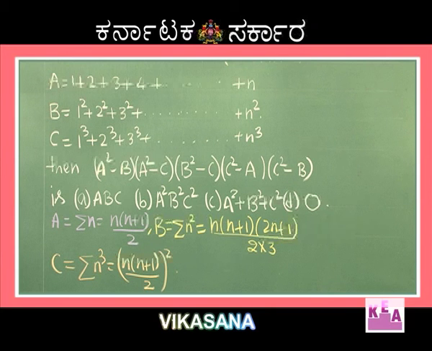And we have A, B, C. What is C? C is given by sigma n cube. Sigma n cube is given by n into n plus 1 divided by 2 whole square. So, I hope, dear students, you have understood this. Now, let us look into the question.